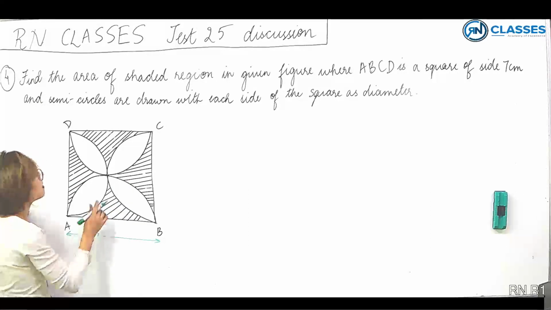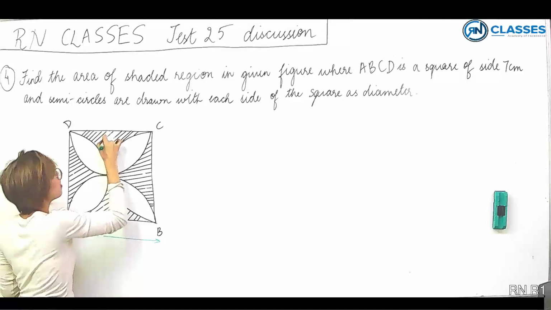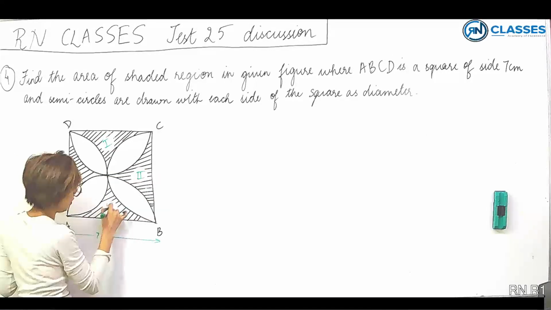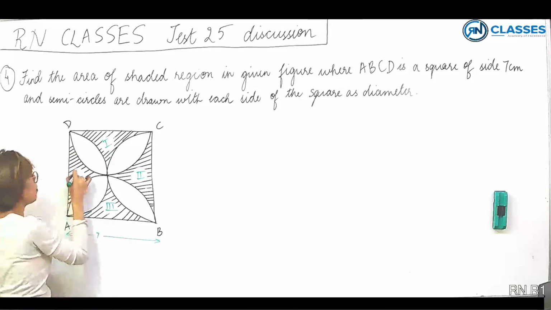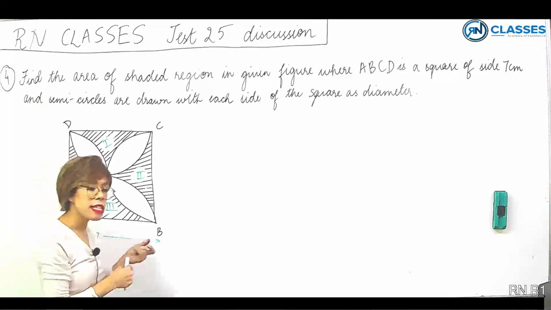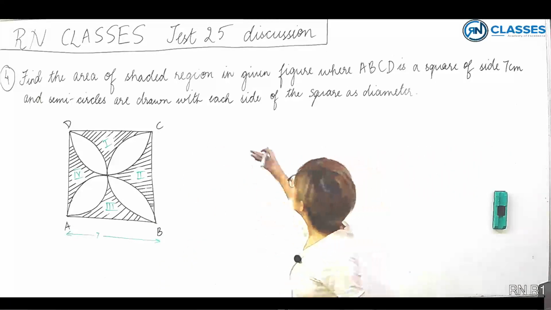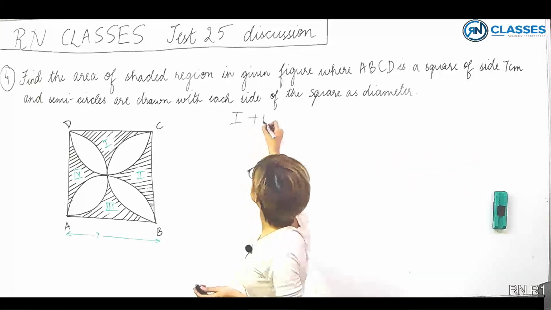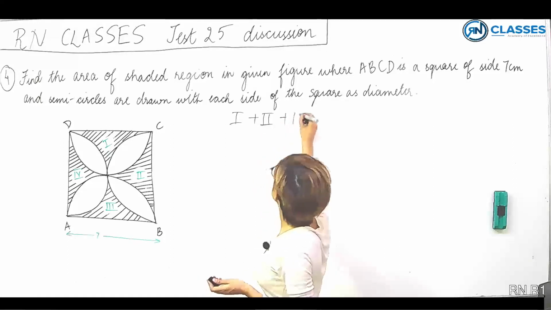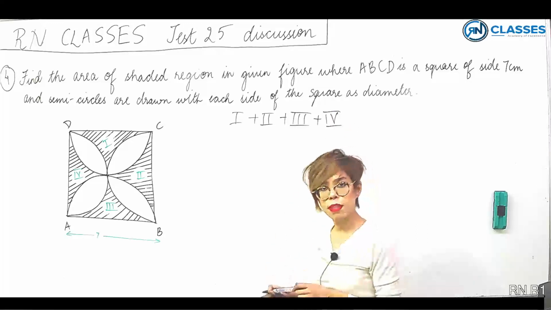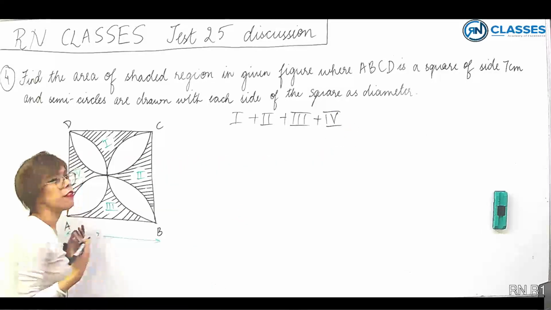So what I'll try to do is I will name these areas. So this is 1 and suppose this is 2 and this is 3 and this is 4, right? So I've named these areas. That means I need to find what? I need to find 1 plus 2 plus 3 plus 4. That's it. That's my job. Now let's see what I can easily find.